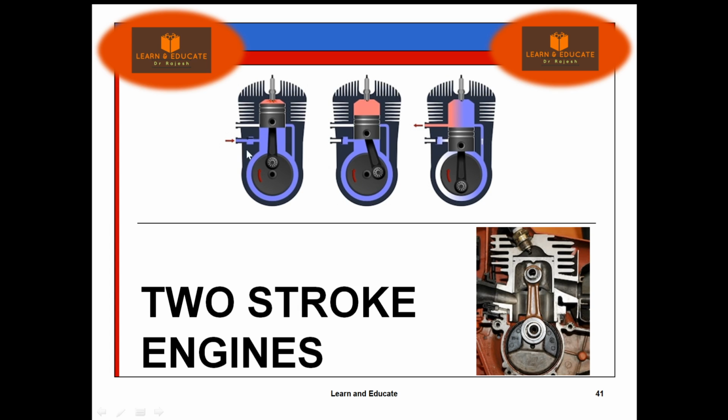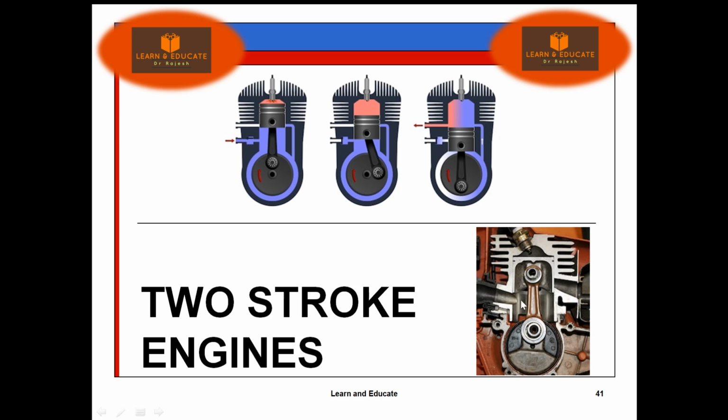Instead of valves, they have openings called ports on the cylinder side walls. Okay, there are openings. You can see the opening here. There will be three openings: one for intake of the fuel air mixture, the second one is to exhaust, and the third one is to transfer the fuel air mixture from the crankcase to the cylinder on top of the piston. We will see that in detail.